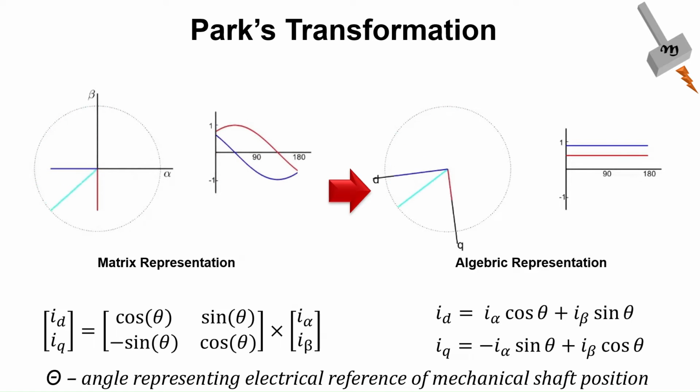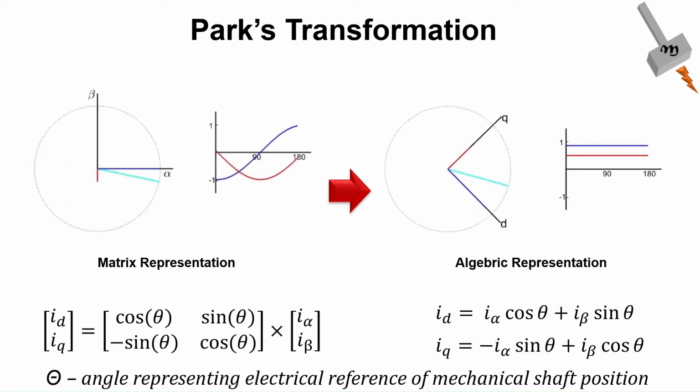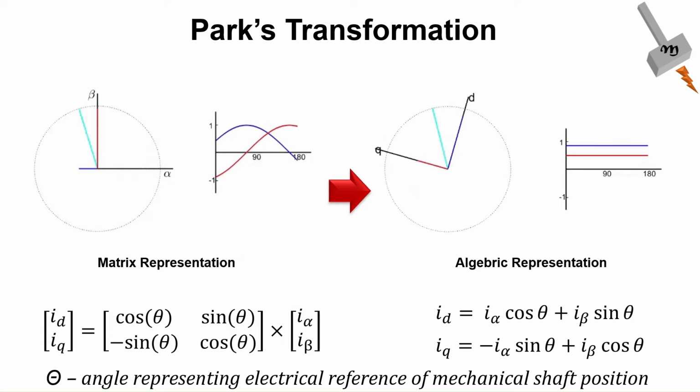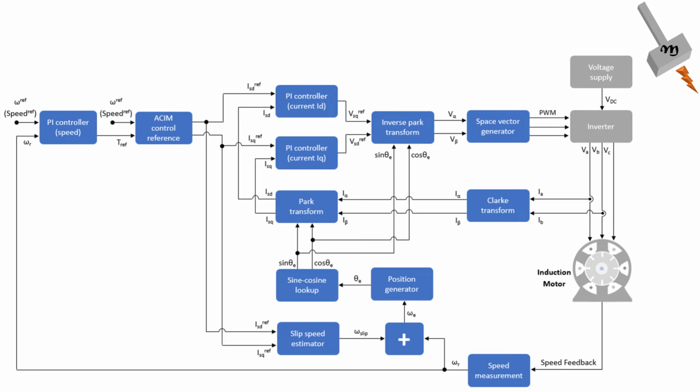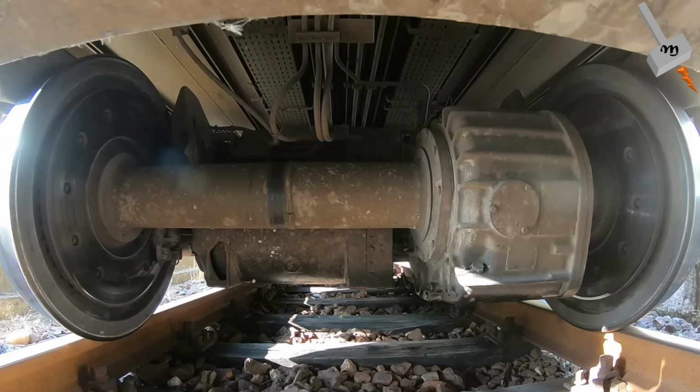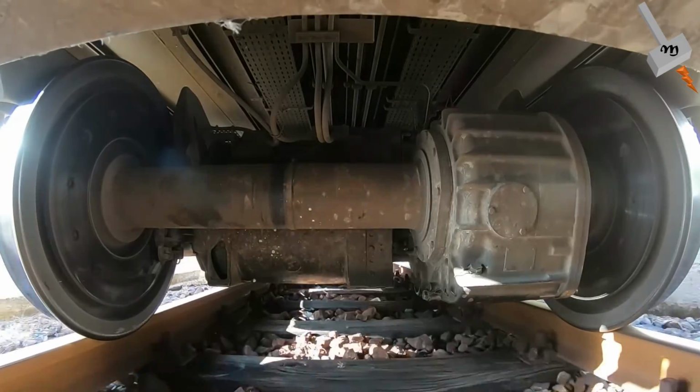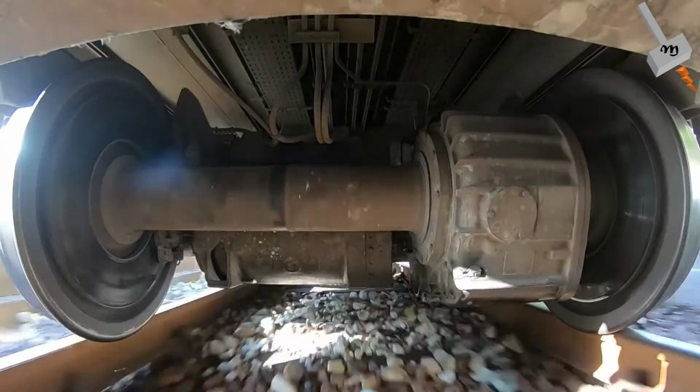The control system then regulates these components independently using feedback from current and speed sensors. A set of nested control loops, an inner current loop and the outer speed loop, ensures precise tracking of motor commands. The inverter then uses PWM signals to adjust the stator voltages accordingly, keeping the motor operating exactly as desired. This level of precision is what makes vector control so powerful for traction.